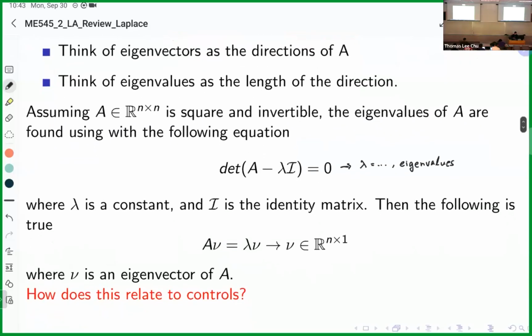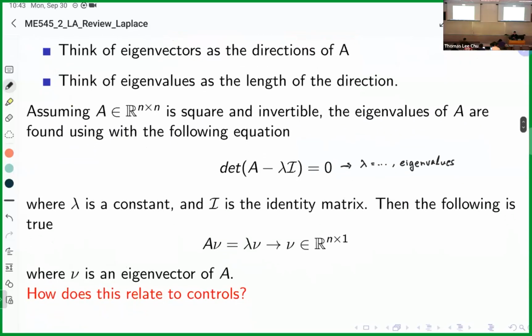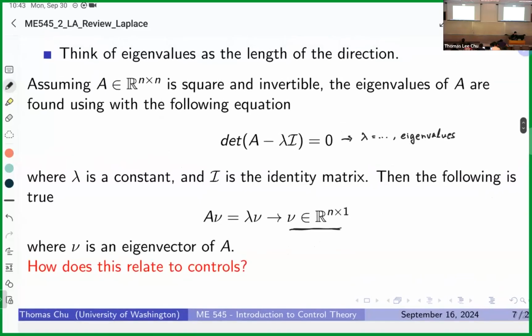And then mu is just going to be the corresponding eigenvectors for each of these eigenvalues. And this relation holds true, where A multiplied by our eigenvector is equal to that corresponding eigenvalue multiplied by that eigenvector. And this is the dimension of the eigenvector. It's a column vector. So my question is, how does this relate to controls? And I don't expect you to answer that unless you looked ahead on the slide.